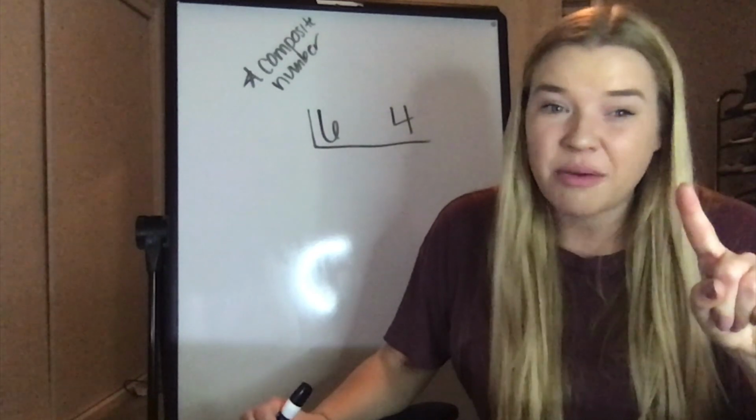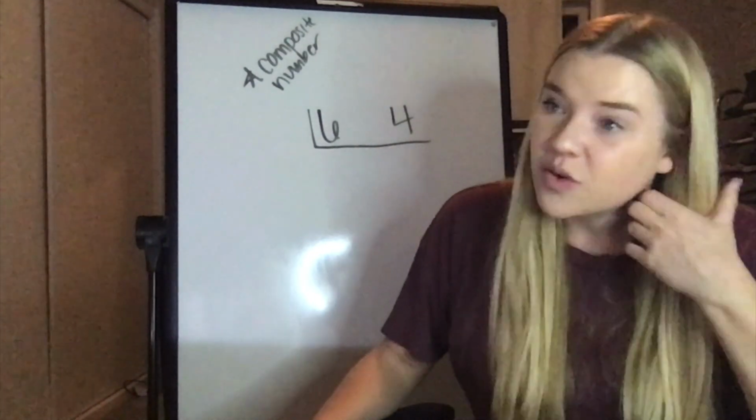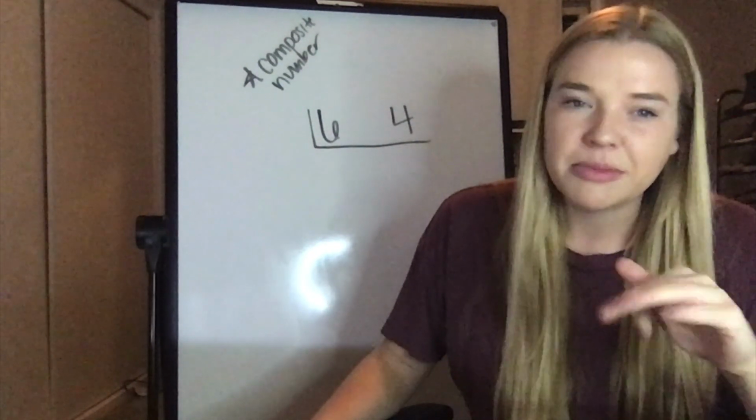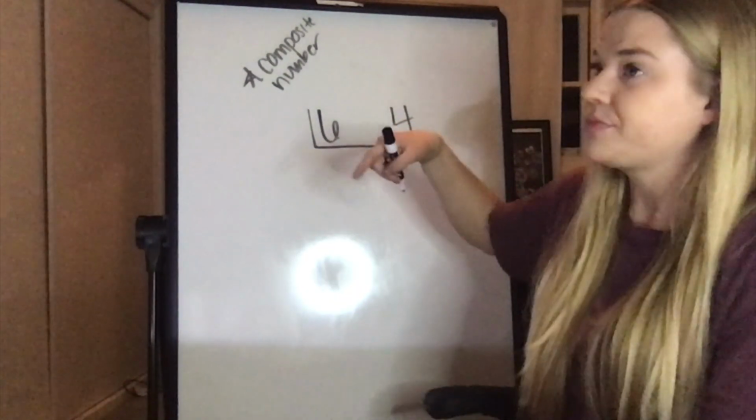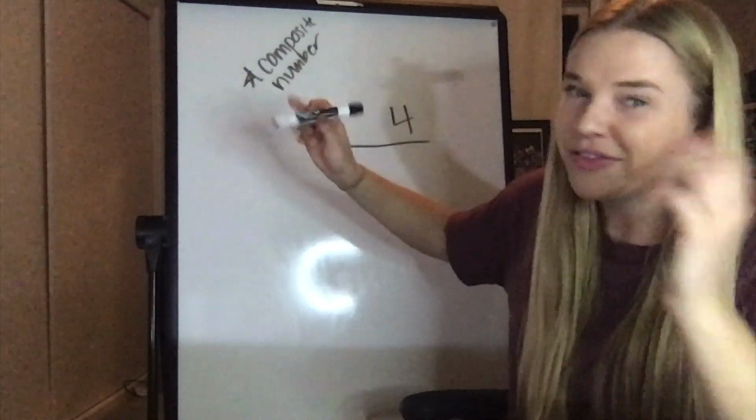It does not have to be the greatest common factor. It just has to be a factor. So it can be any number besides 1. 1's not that helpful, I'm going to be honest with you. 1 goes into both 6 and 4, 1 goes into every number, but 1's not that helpful.